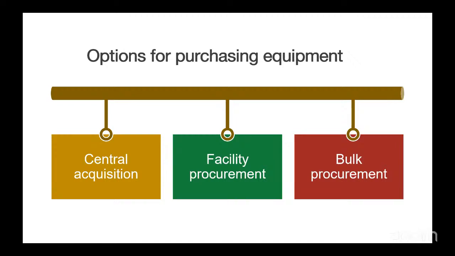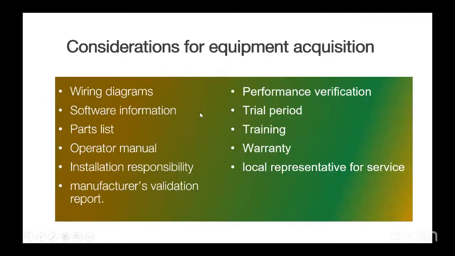Next, what are the considerations for equipment acquisition? What are the things you need to consider? We have what is called a wiring diagram. How many of us have seen a wiring diagram before? A wiring diagram is a diagram of a system that shows you all the wirings within the equipment.